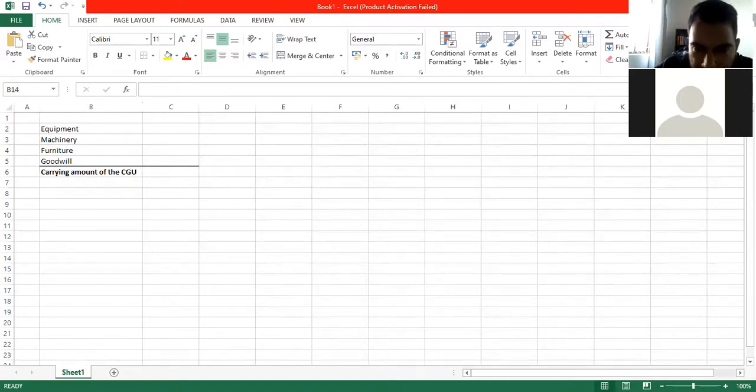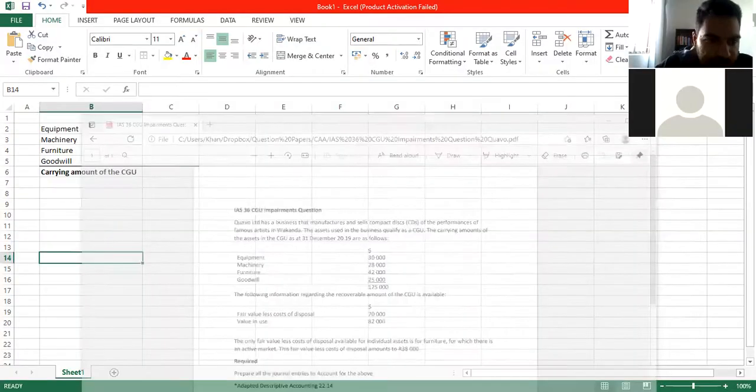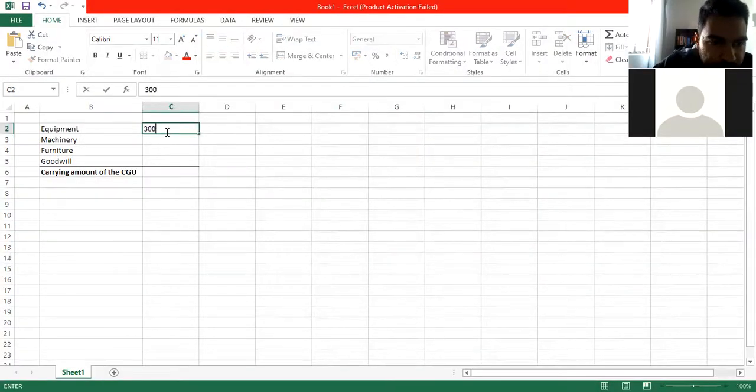So the amounts are 30, 28, 42, and 25. Okay, so this adds up to the carrying amount of the CGU, which is the 125.